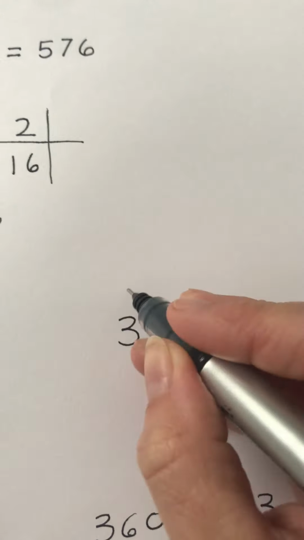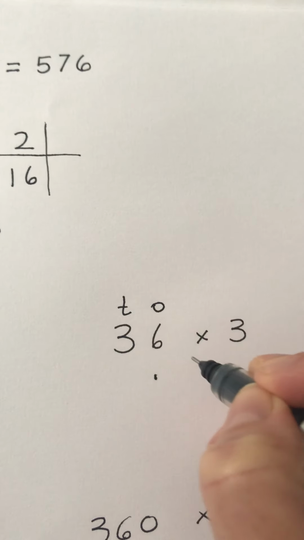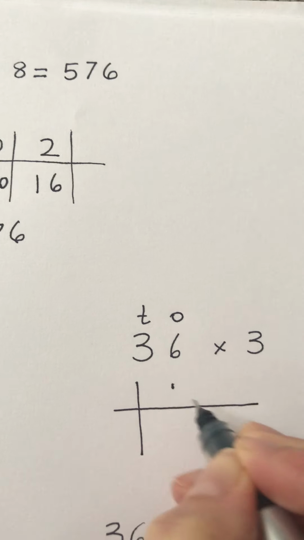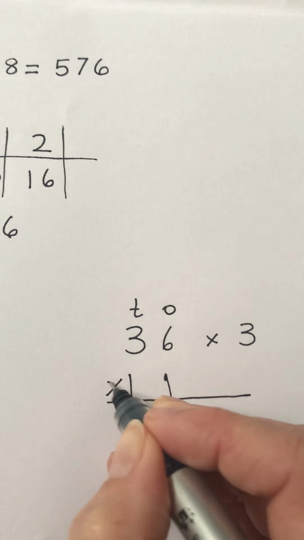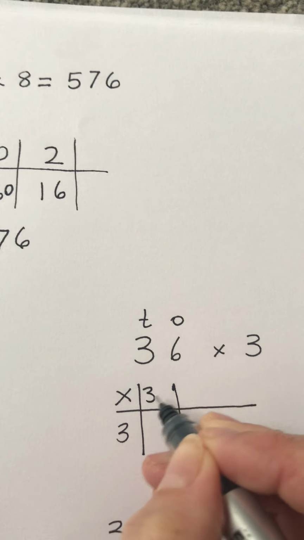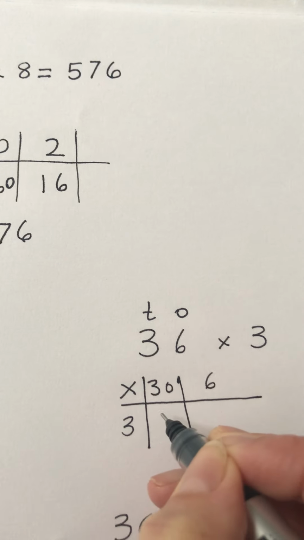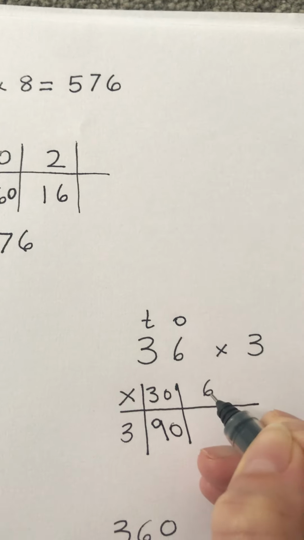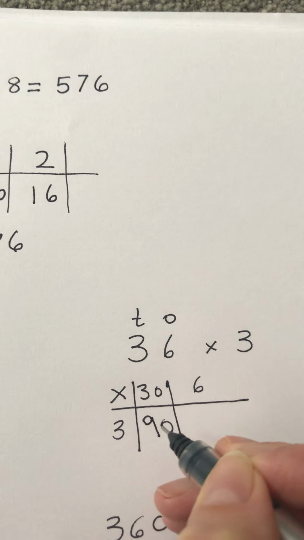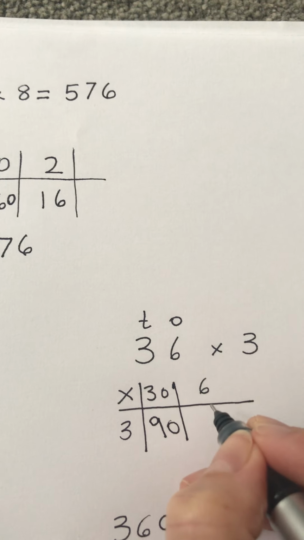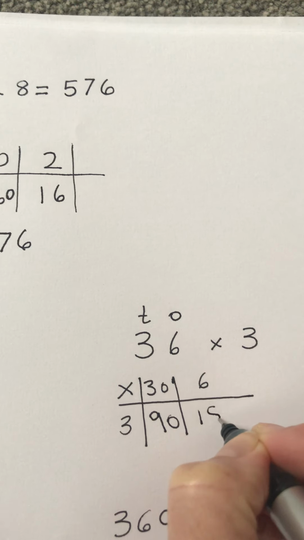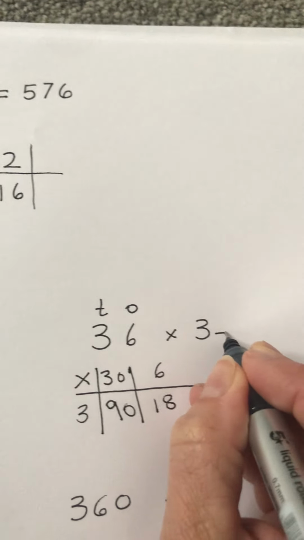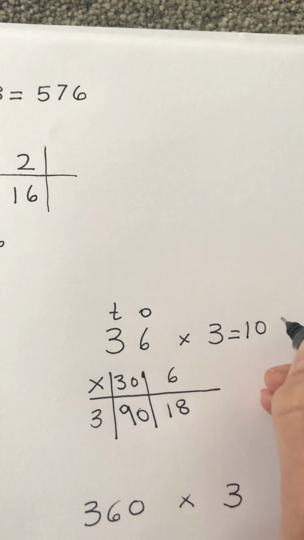If it was this one, I'm going to show you how I draw the grid this time. So it's 3 10s and 6 1s. So 36 times 3. So I need 10s and 1s. So times 3. That's 30 and that's 6. So 3 times 3 is 9, but 3 times 30 is 90. 6 times 3, I could count in 3s or I could count in 6s, 6, 12, 18. And then I have to add those together. 90 add 18 is 108.